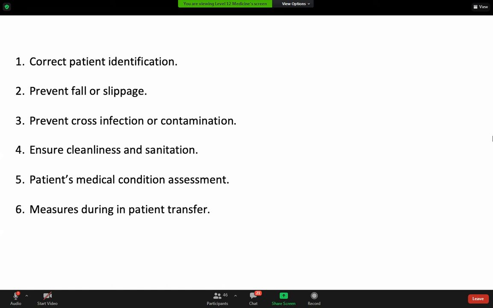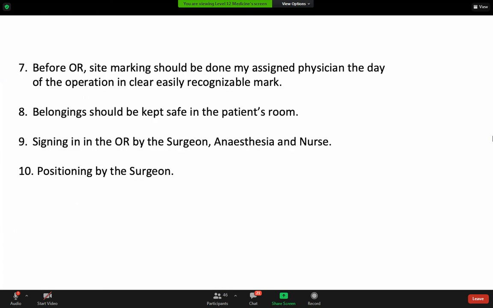There are some regulations and measures during patient transfers as well. Before the OR, site marking should be done by an assigned physician on the day of the surgery to mark the site of the surgery. The belongings of the patients need to be kept in a safe place in the hospital. Sign in the OR by the surgeon, anesthesia, and nurse to make sure that we are doing the right procedure to the right patient on the right side, the correct location in the body. Positioning during the surgery by the surgeon: the patient needs to be positioned well. Sometimes the patient comes out of surgery with an injury unrelated to the surgery because he was positioned incorrectly. Okay.